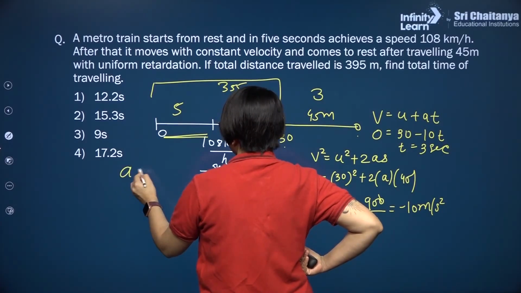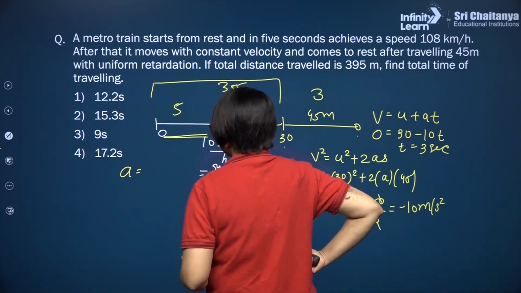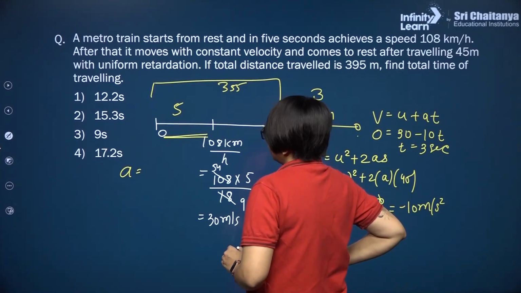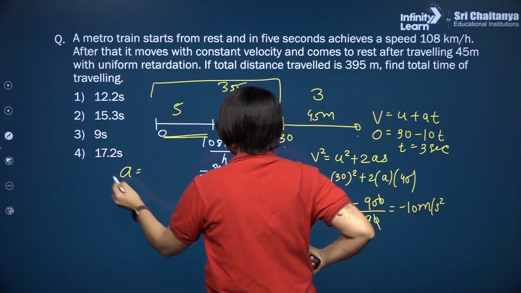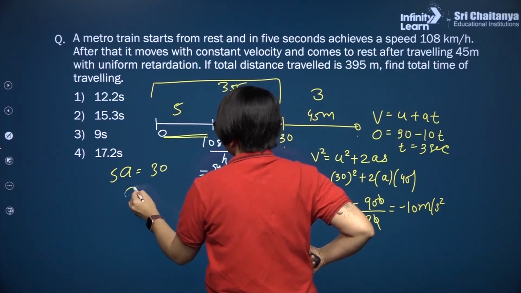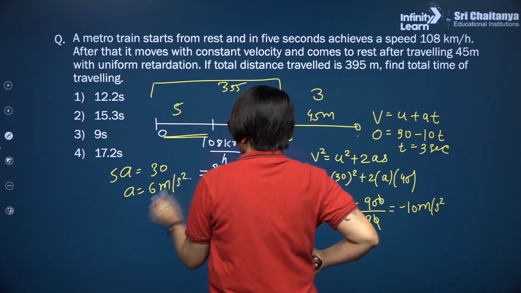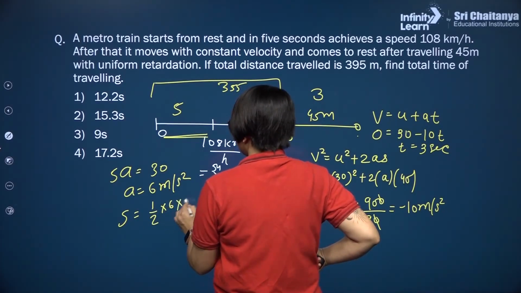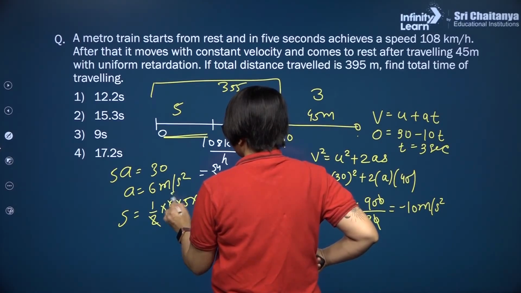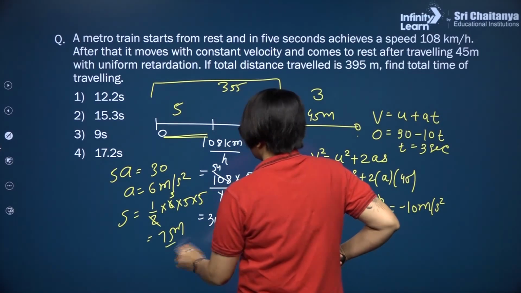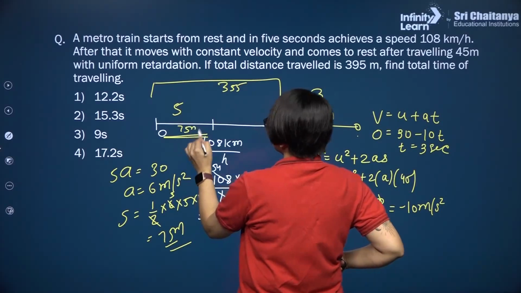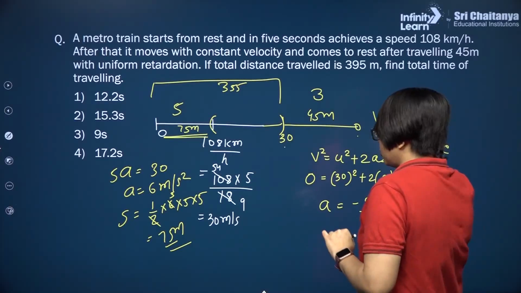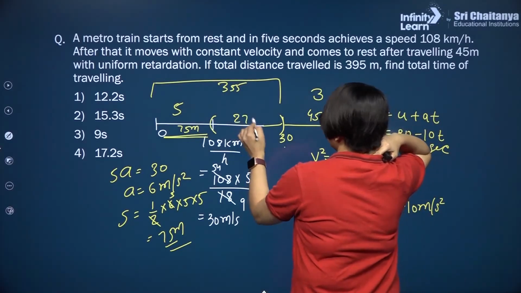a will be what? v is equal to u plus at, right. So over here we have t as 5, so 5a is equal to 30, so a will be 6 meter per second square. Now s is ut, which is 0, plus half at square, that is 75 meter. So out of 355, 75 meter is covered here. So total distance covered is 355 minus 75 in this portion, that is equal to 275 meter.